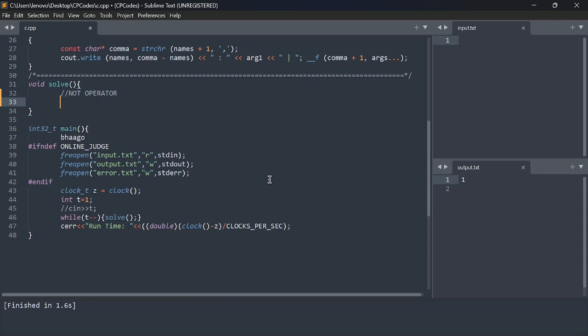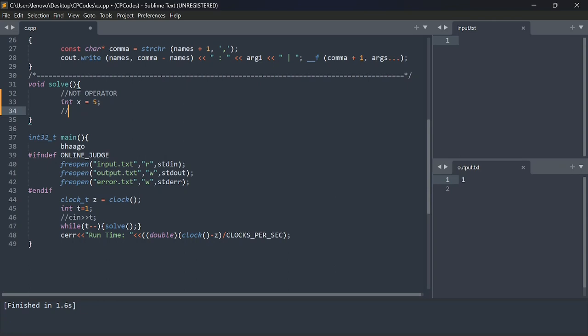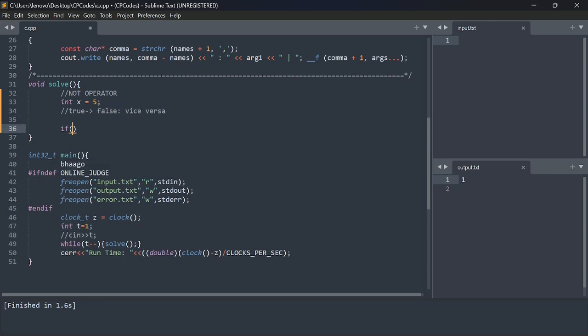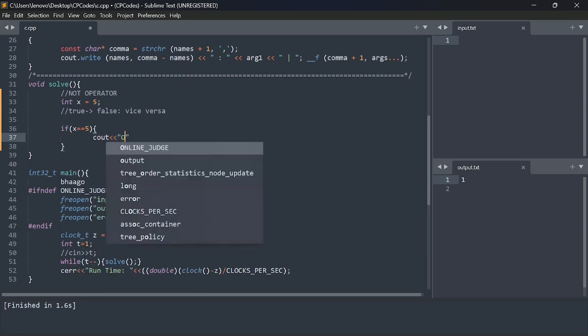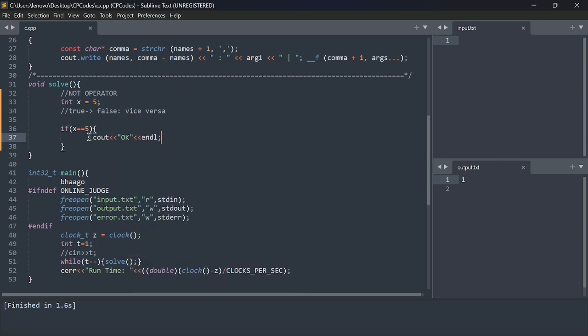Let's say I declare an integer x is equal to 5. I told you that the NOT operator is just like inversion. That is, if the condition is true, it will make it false and vice versa. So let's say if x is equal to 5, then cout okay. That means that if the value of x is actually 5, then you have to print okay. The value of x is 5, so I am expecting that my block will get executed. I just saw that I got an output of okay.